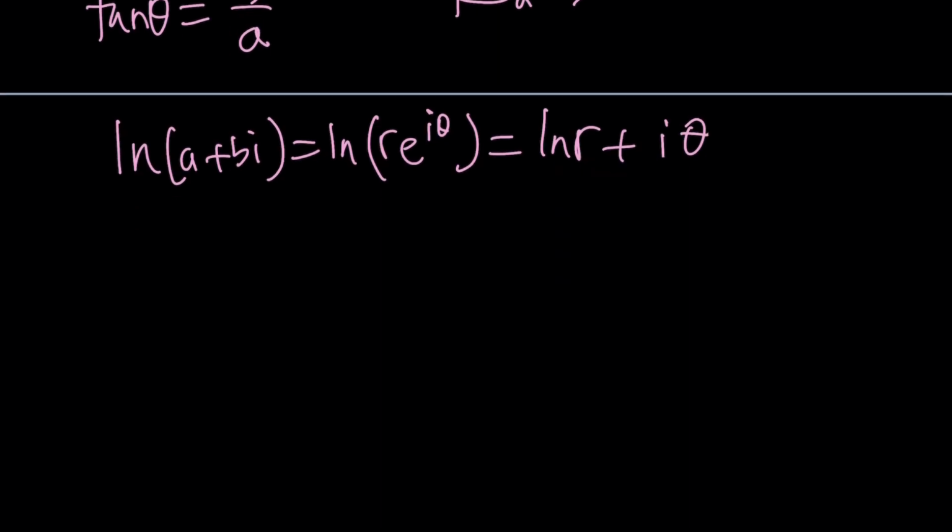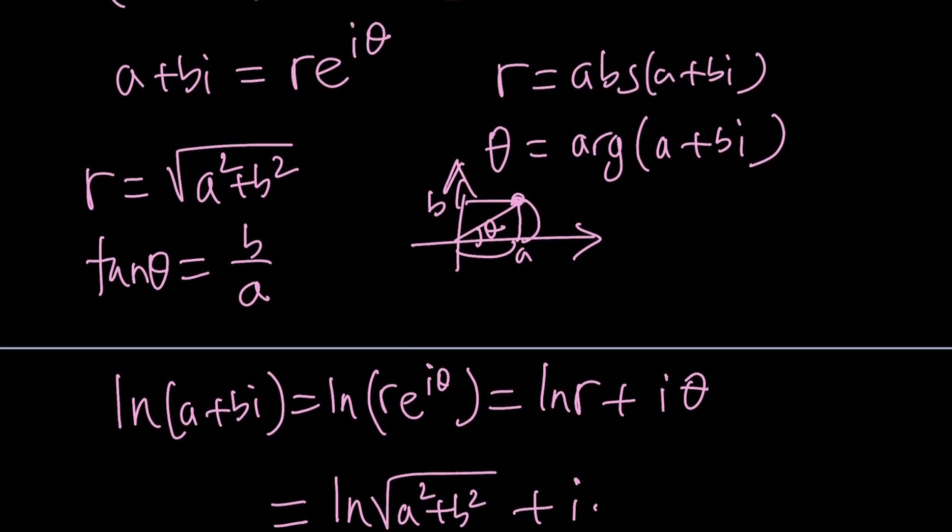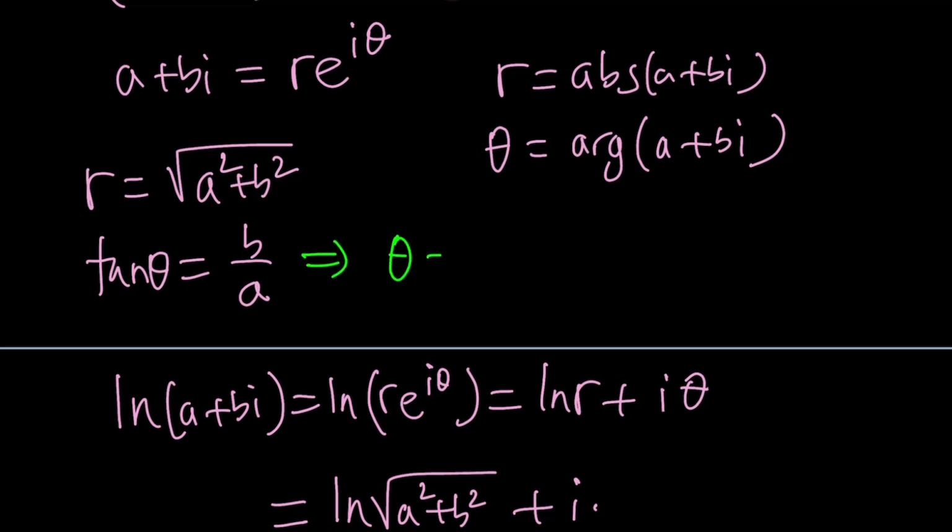ln a plus bi is going to be then ln square root of a squared plus b squared plus i times theta. Uh-oh. I don't have theta, I have tangent theta. What can I do? Arctan, right? Arctan comes to the rescue. So from here, theta is arctan b over a. Something that we used earlier for the other formula that I just showed you.